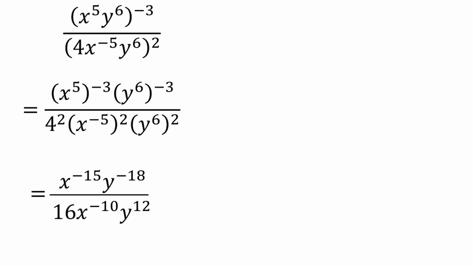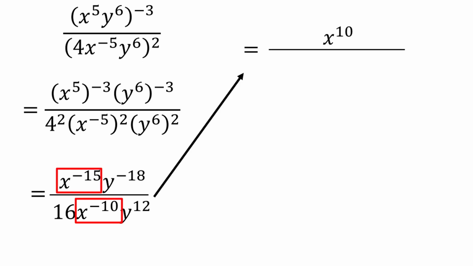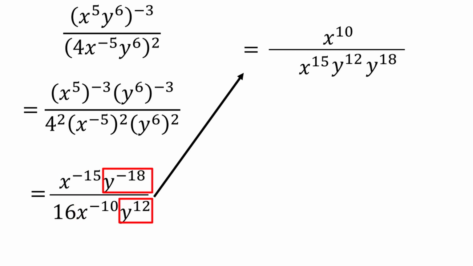Now let's rewrite this without negative exponents. The x's switch so that we have x to the 10th power on the numerator and x to the 15th power on the denominator. We have y to the 12th power times y to the 18th power on the denominator as well. Of course, we still also have our 16.